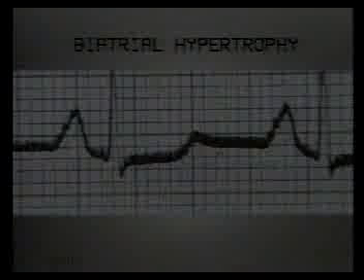Now measure RV1. It is 11 millimeters. RV1 more than 7 millimeters is diagnostic of right ventricular hypertrophy. SV6 is 5 millimeters. Their addition is 16 millimeters. More than 10 millimeters is the criterion for right ventricular hypertrophy.